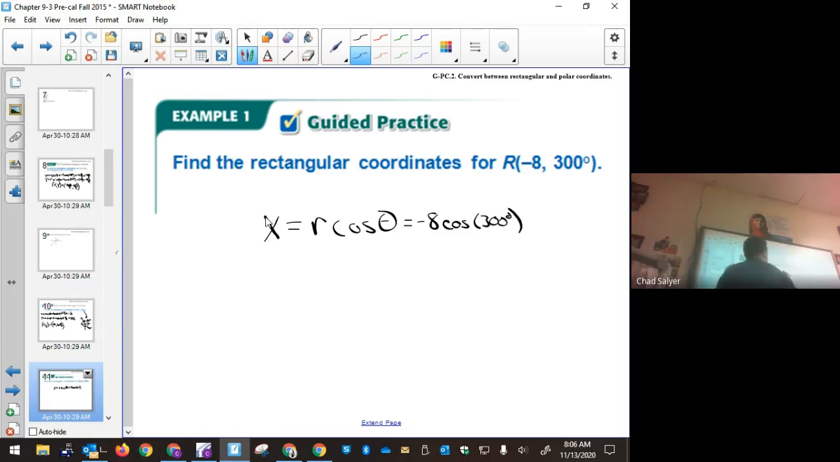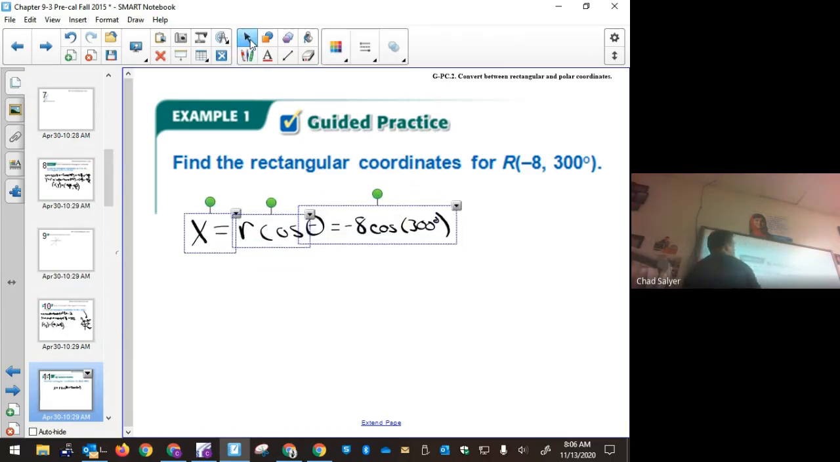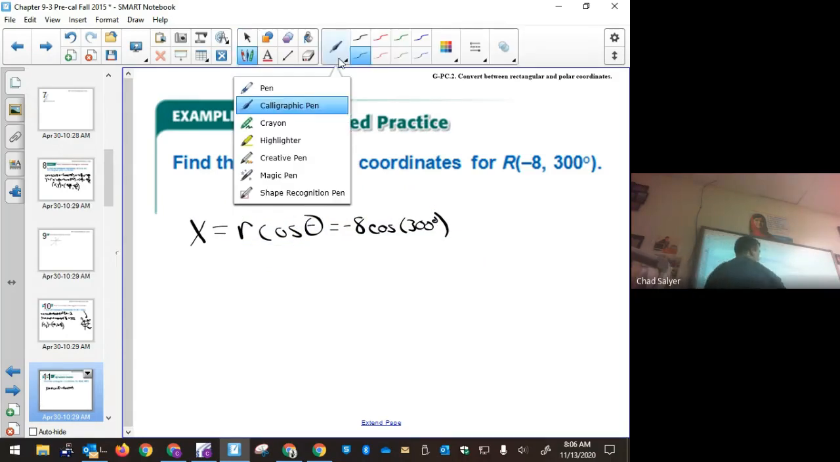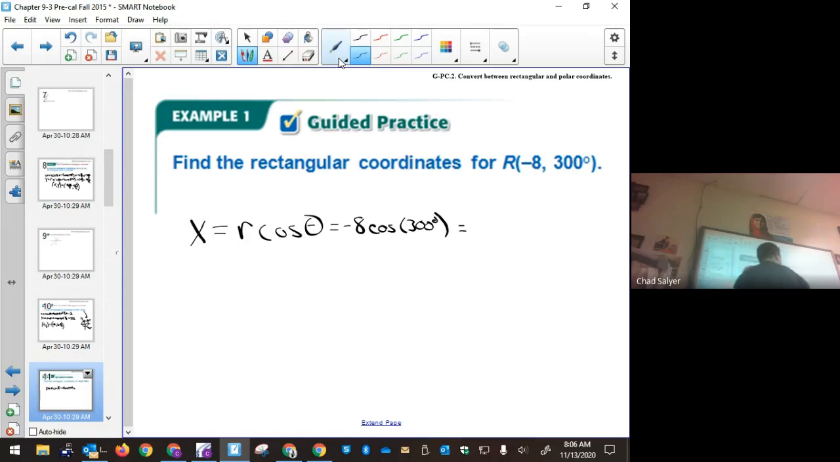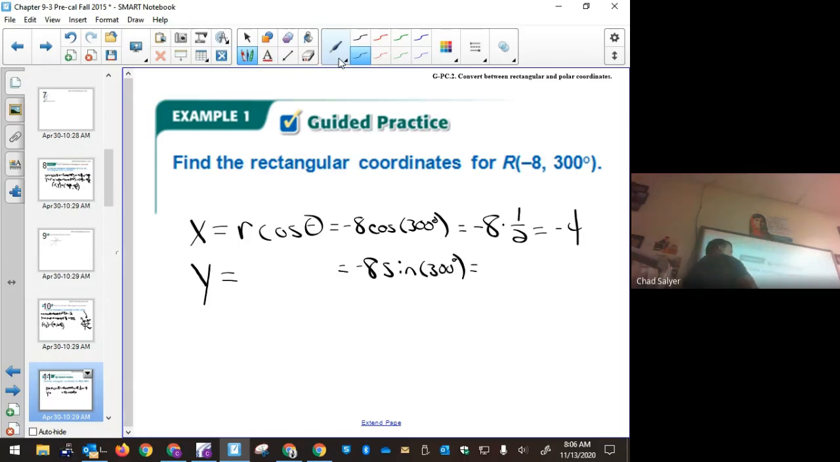Good. And what comes next? And that was, again, the inhibiting factor for so many people. Didn't get this part right. Good job, Rachel. Excellent. Crystal, tell me about the y. Why it goes from negative 8 to 300 degrees. Okay. It goes negative 8. Good.